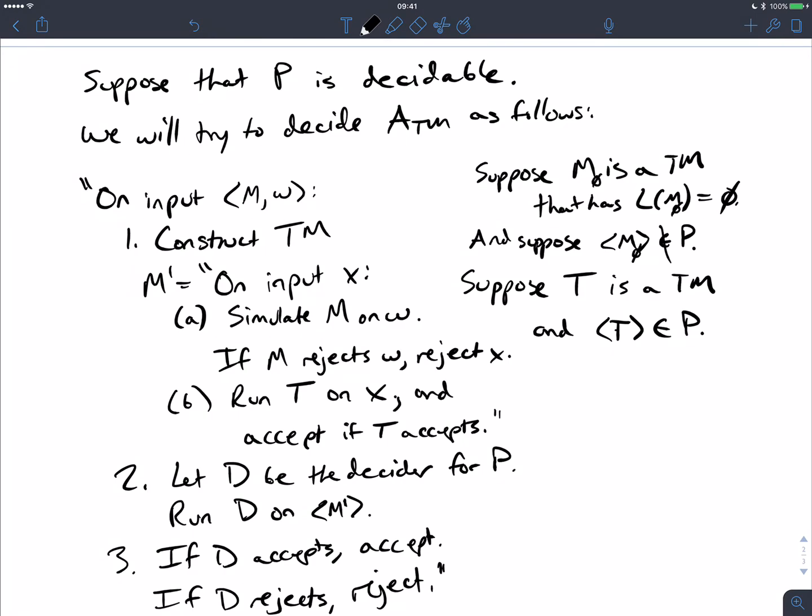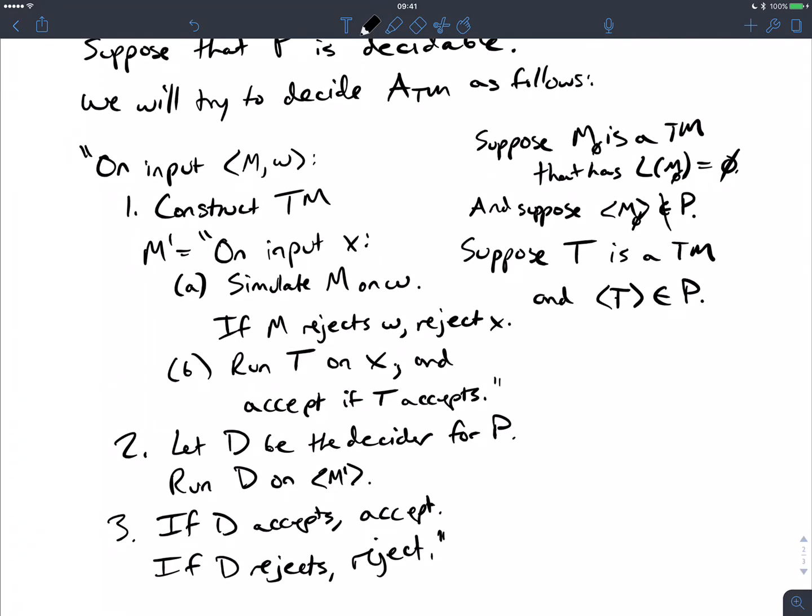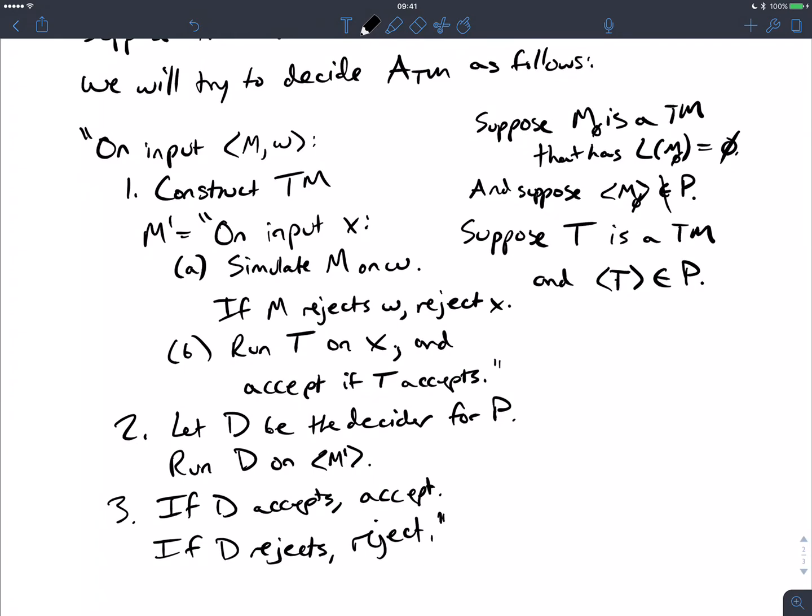So we behave like M empty if either M rejects W or happens to run forever on W, in which case we wouldn't progress to the next step anyway. So if M does not accept W, we behave like M empty, which doesn't have the property. Otherwise, we behave exactly like T would, which does have the property. And so if we assume that this property is decidable, then we can decide which one of those two outcomes happened. And so therefore, we can figure out whether M accepts W or not.